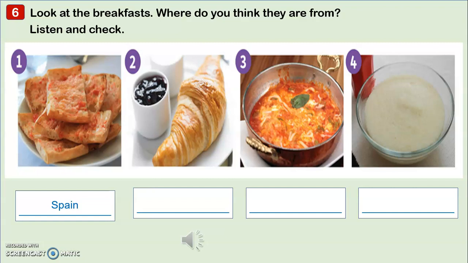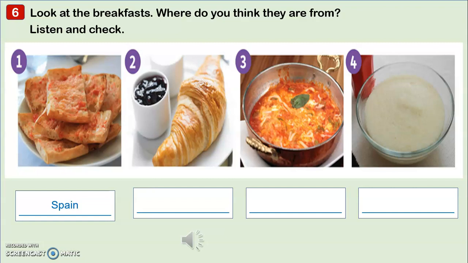1. This is pan con tomate, bread with tomato. It's from Spain. It's easy to make and it's delicious. People enjoy eating it for breakfast. 2. This is a croissant. You can get it in almost every hotel in the world. But it comes from France. People often eat it with a cup of coffee or tea. 3. This dish is called menemen, and it comes from Turkey. People make it with many different ingredients, including vegetables, eggs, and spices. It's delicious. 4. This is pap. It's also sometimes called millipap. It's a popular breakfast food in South Africa. People usually eat it with milk, like cereal.